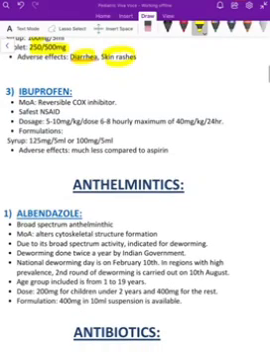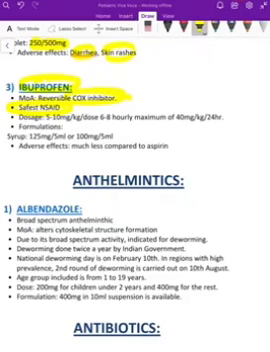Next common antipyretic is ibuprofen. Mechanism of action is the same, COX inhibitor, and it is one of the safest NSAIDs that can be used. For pain relief, we can use ibuprofen in the pediatric population. Dosage is 5 to 10 mg per kg per dose, given 6 to 8 hourly, maximum of 40 mg per kg per 24 hours. It is available as 125 mg per 5 ml or 100 mg per 5 ml. Adverse effects are much less compared to aspirin, and hence it is one of the safest NSAIDs.